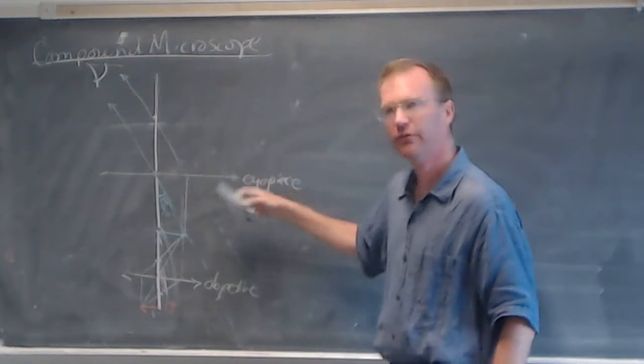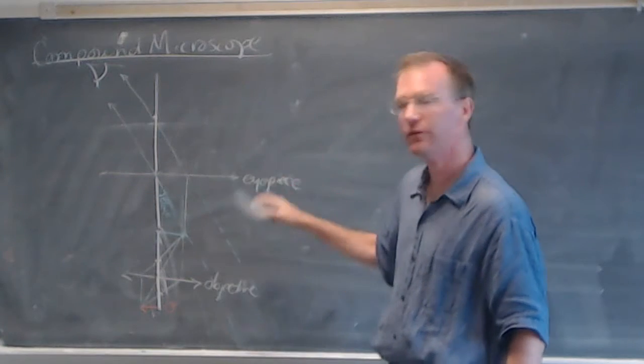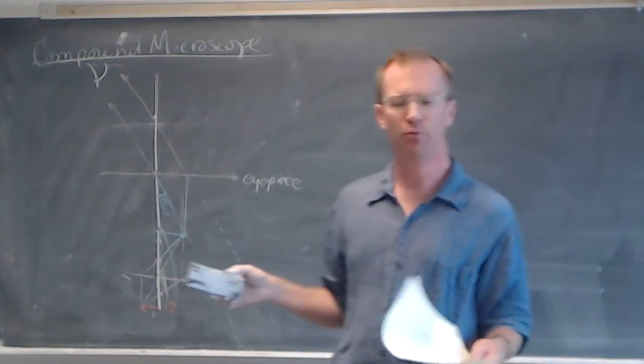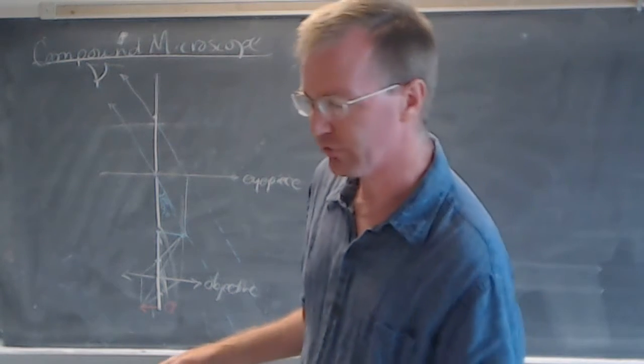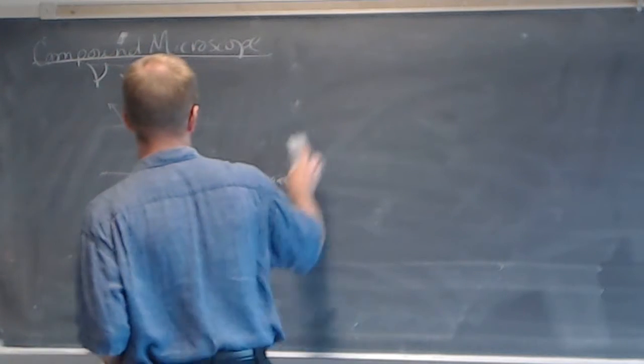Okay, and in this version of a compound microscope, both of these are converging lenses. You can always put in some diverging lenses that do some nice things to reduce aberrations and so on, but this is the basic idea. Now, a telescope.